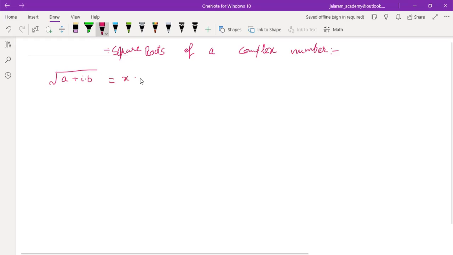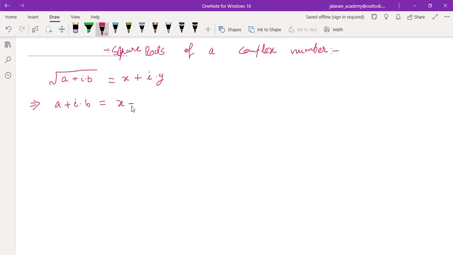For this, first of all, we will assume that its square root is x plus iy. Square root of a plus ib equals x plus iy. Now to remove the square root, what should we do? Squaring both sides. So this side the square root will be removed, and on the other side it becomes x plus iy whole square.